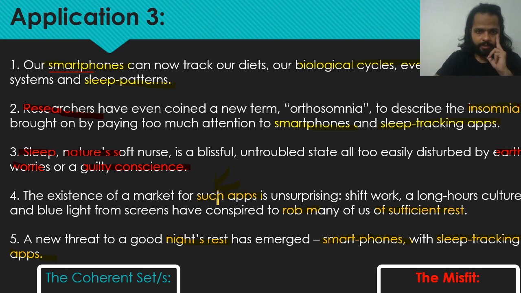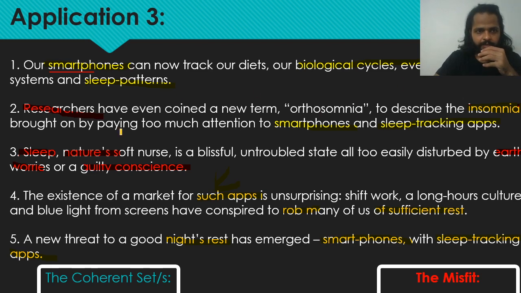This is the connection part, by the way. And it's unsurprising. Shift work, long hours culture, blue light, etc., rob us of sufficient rest. Again, relating to insomnia, a good night's rest. A consistent theme: smartphones, sleep tracking apps.